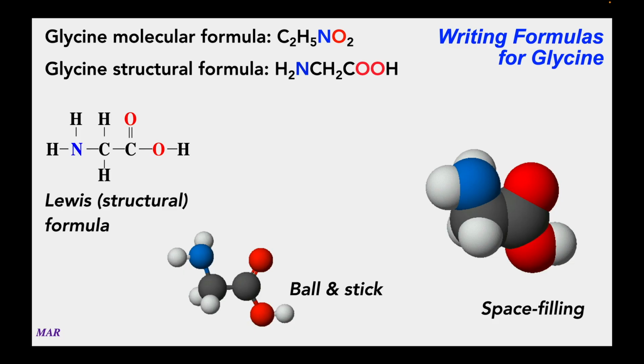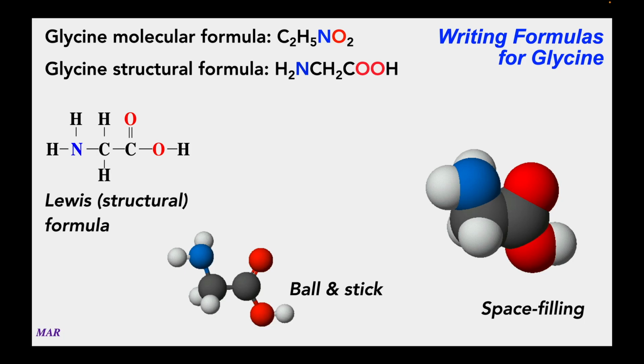Here's another example. This is now with glycine. Glycine has the formula C2H5NO2, and that's a great way to represent it because you see how many atoms are in there. There are 2 carbons, 5 hydrogens, etc. However, that molecular formula doesn't have any information on the structure.